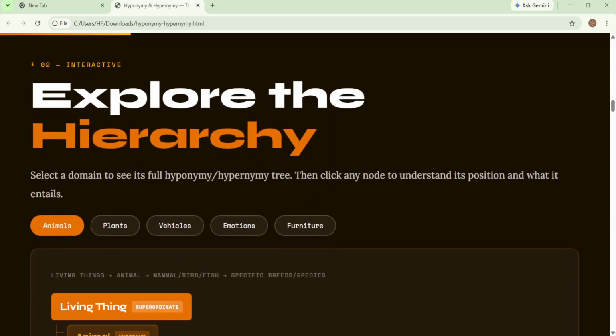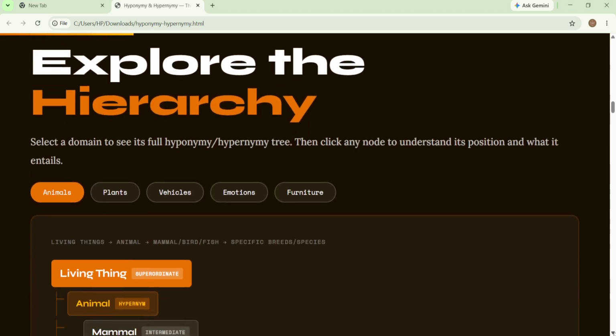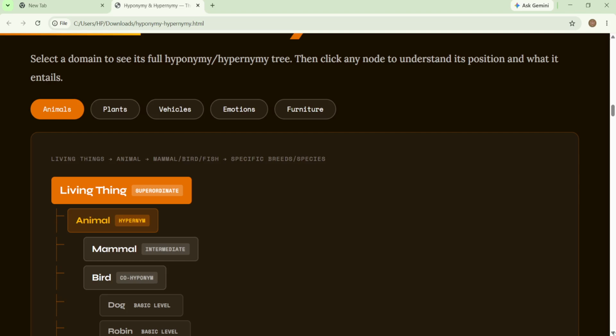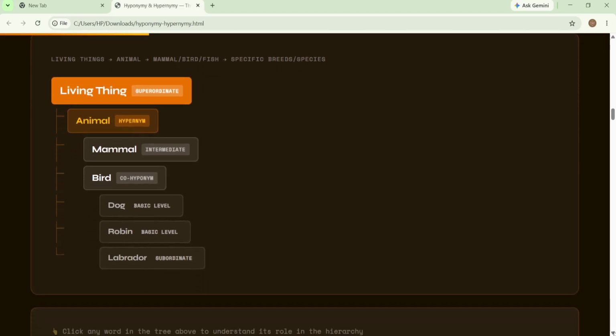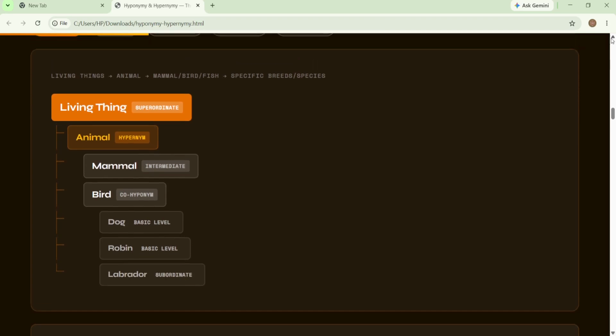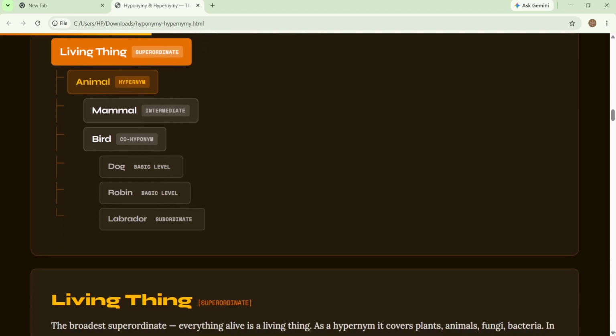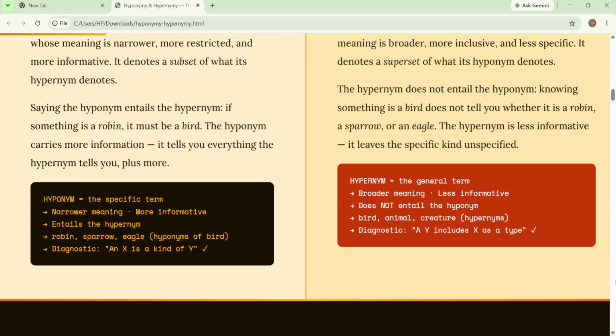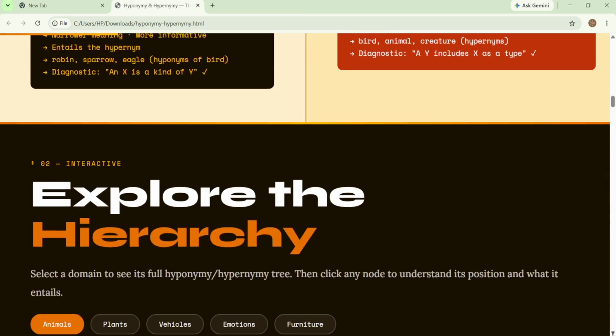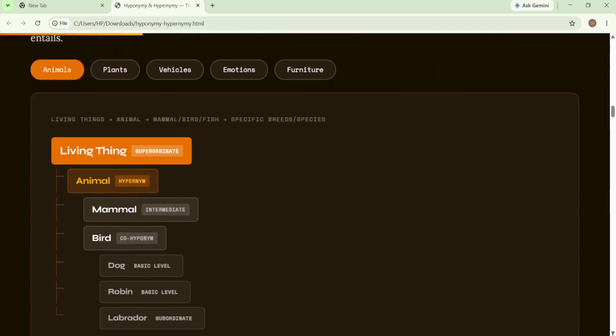So let's move forward. Explore the hierarchy. So here it is, we're going to explore the hierarchy. This is how we deal with this. It's going to tell about information first, looking at the category of animal, then we'll look at plant and like this.